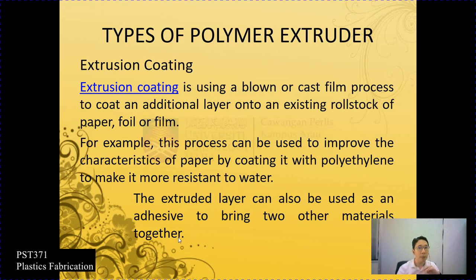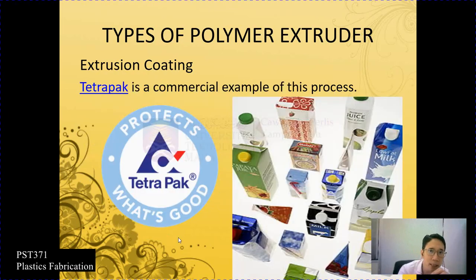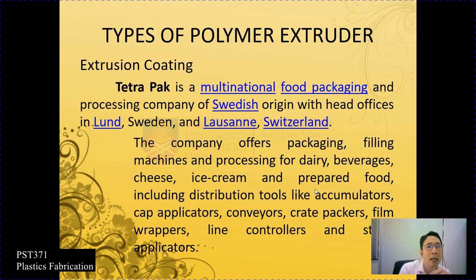Okay, so selain daripada itu, extrusion coating juga digunakan sebagai adhesive layer untuk adhere two materials together, sama ada polymer dengan polymer, polymer dengan fabric, polymer dengan ceramic, polymer with metal and etc. Other types of extrusion coating, for example, TetraPak is a commercial example of this product. Yang saya cakap tadi lah. Air kotak semua ni semua ada coating, polymer coating lah, so that it will protect your goods ataupun food yang dalam tu lah. TetraPak is a multinational food packaging and processing company of Swedish origin with head offices in Lund, Sweden and Luzern, Switzerland. The company offers packaging, filling, etc.